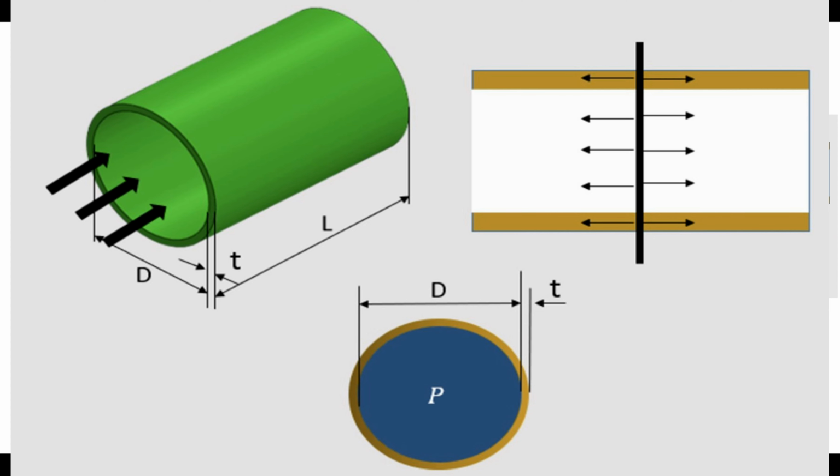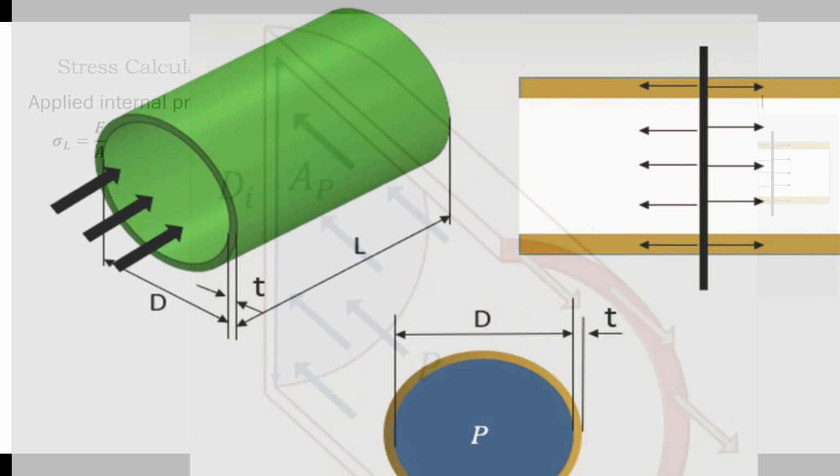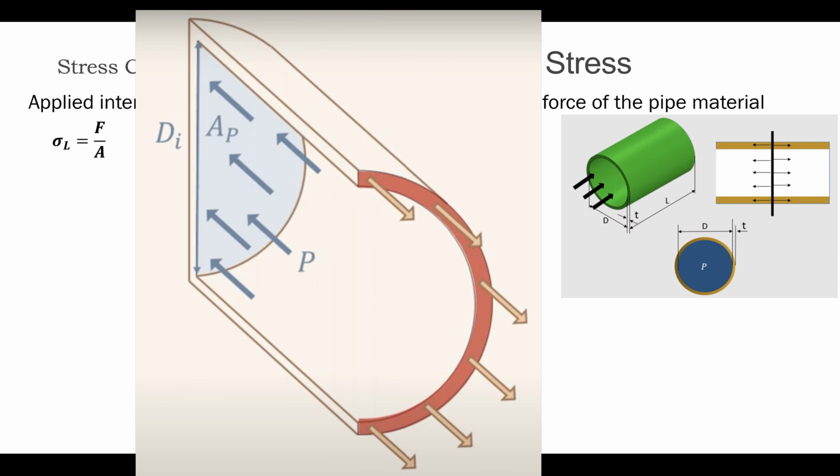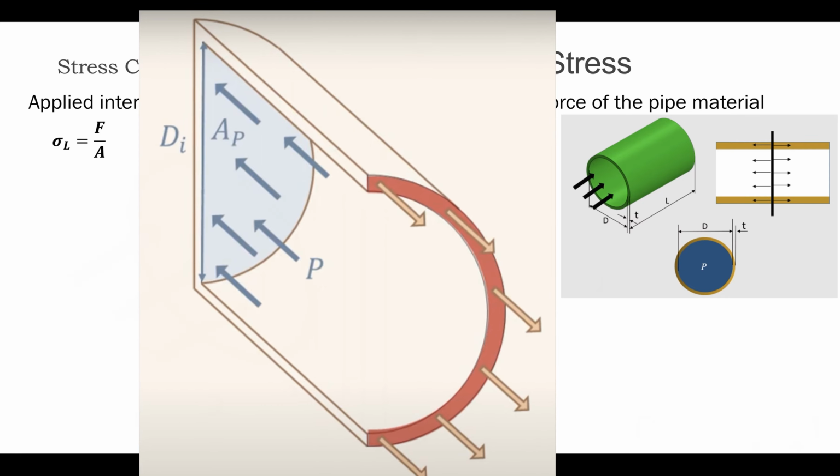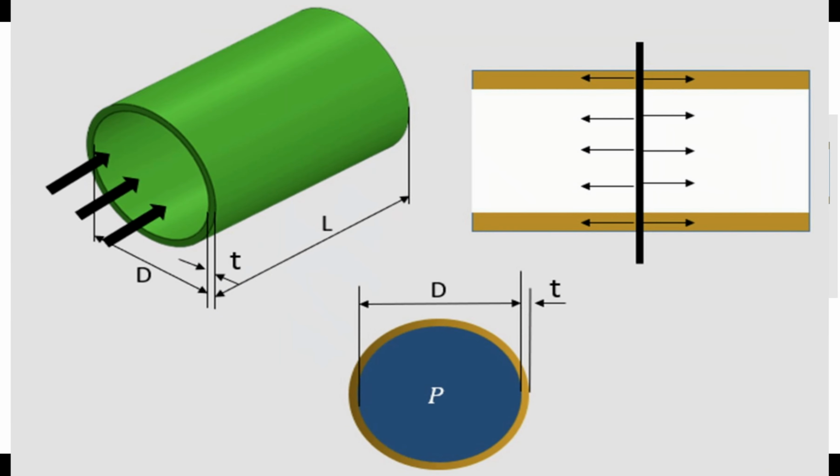having a length L, thickness t, inside diameter di. When the internal pressure is applied to a pipe, the pipe will try to expand in the longitudinal direction. The area that will fail due to longitudinal stress is the ring-shaped area of the pipe, which is highlighted in yellow color. This area will be experiencing the stress that will try to elongate the pipe.